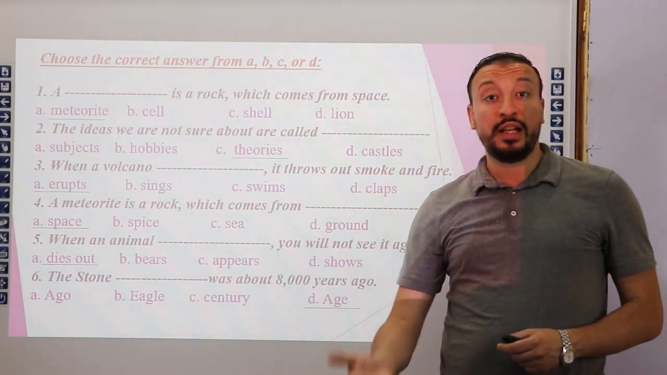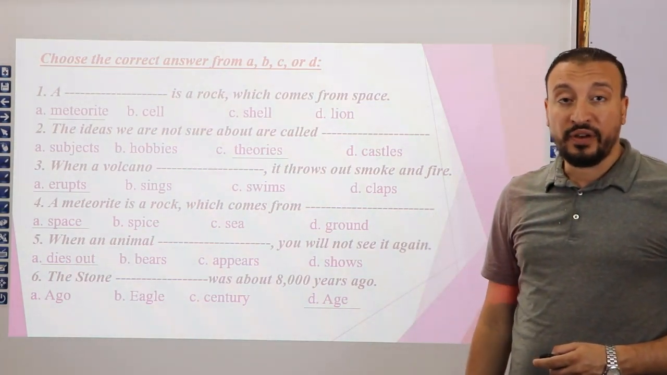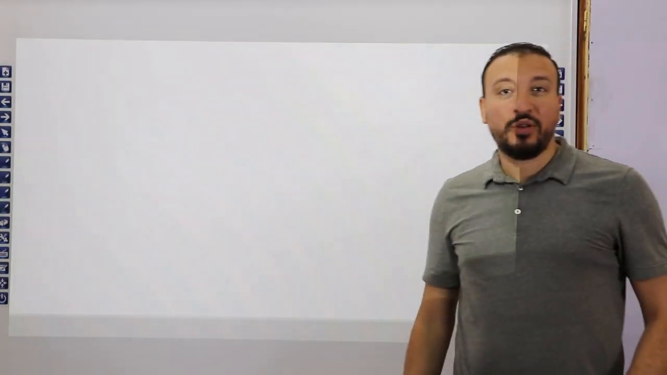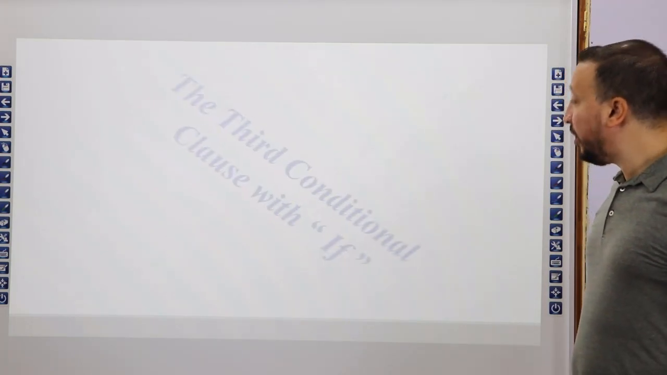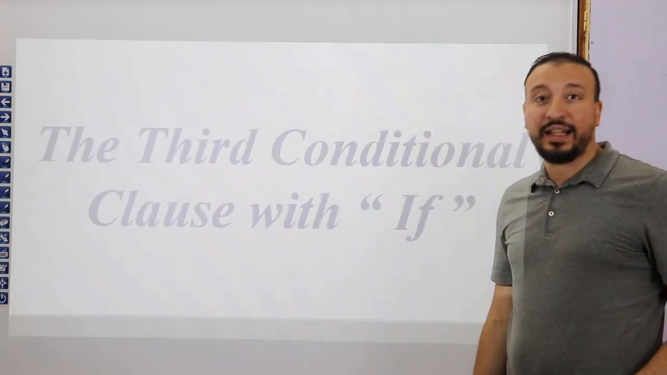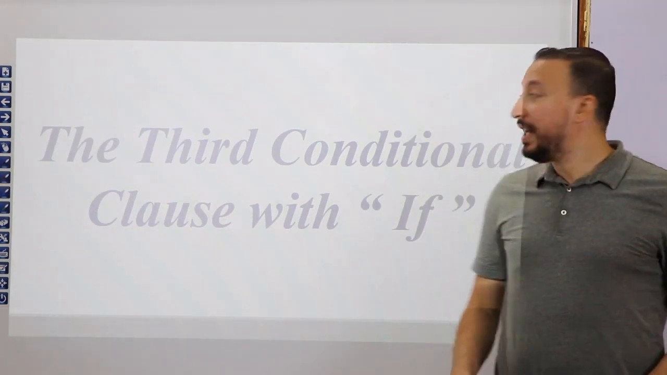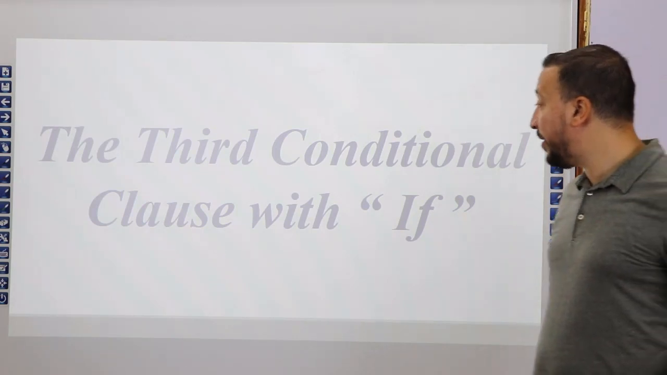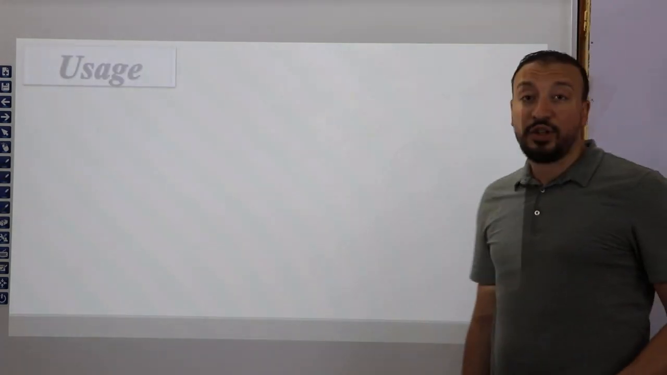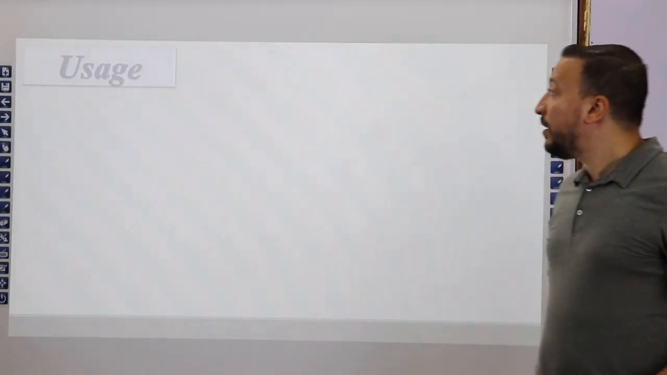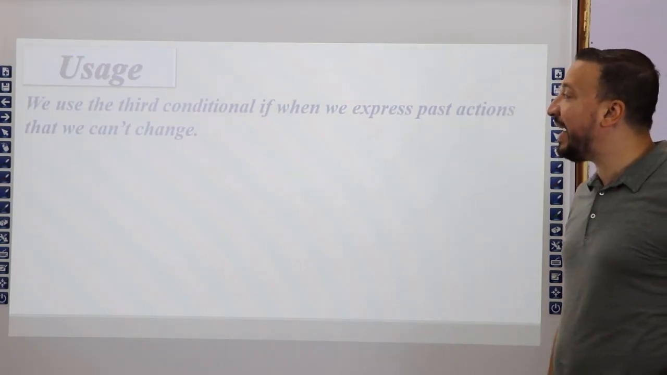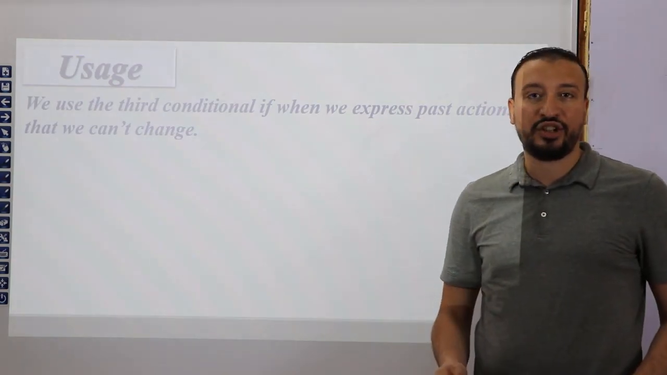Now, let's move to the second part of this unit, which is the structure: the third conditional clause, الحالة الثالثة, with the second conditional that we took in unit 15, الحالة الثانية. Today we are going to talk about the third conditional clause with if. Let's start with the usage of this condition. The first, we use the third conditional if when we express past actions that we can't change. يبقى أحداث في الماضي ما نقدرش نغيرها.